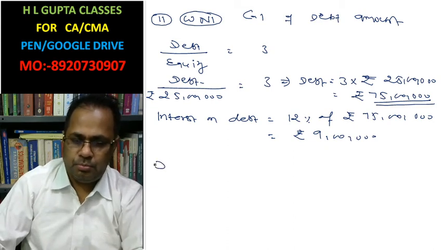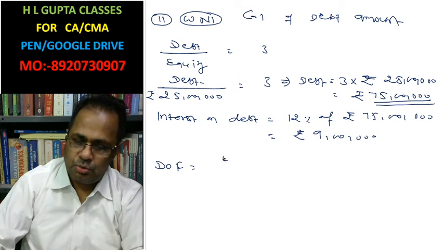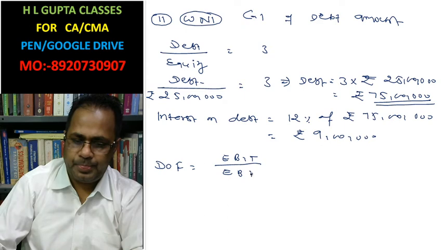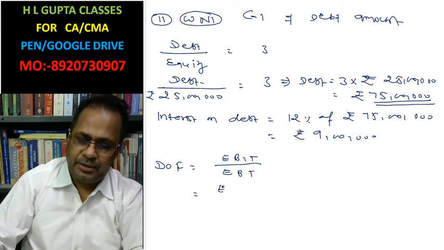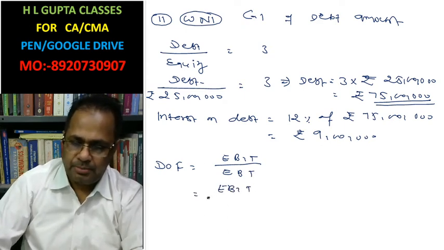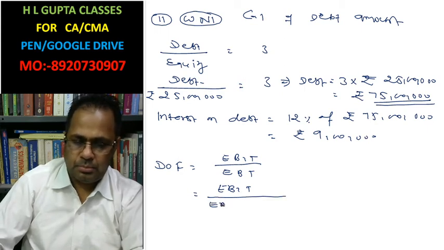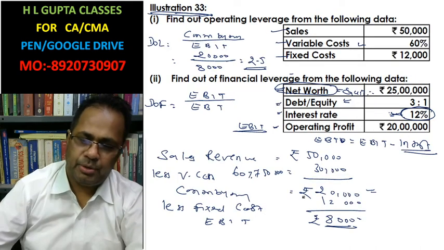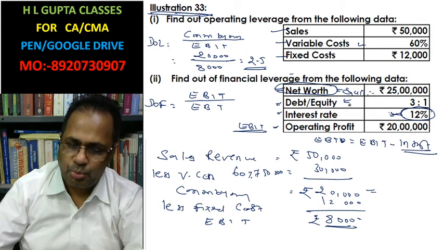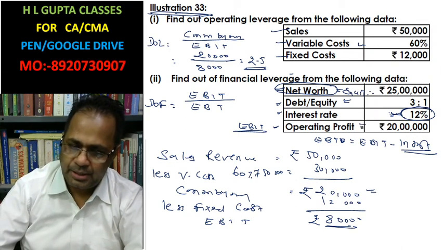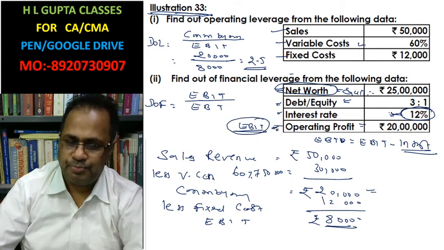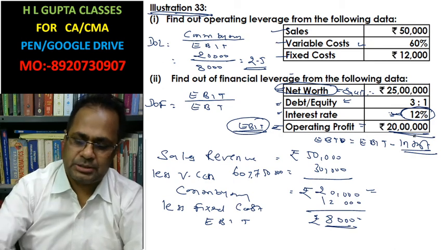Look at it. Degree of financial leverage equal to EBIT divided by EBT, that is EBIT divided by EBIT minus interest. What is the EBIT you have? EBIT is the operating profit. Operating profit is given here. This is your EBIT. EBIT is 20 lakh in this case.